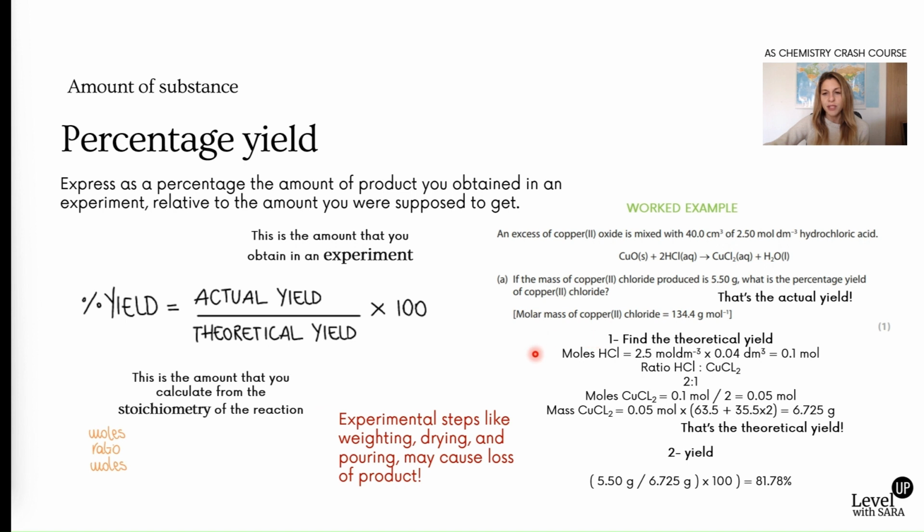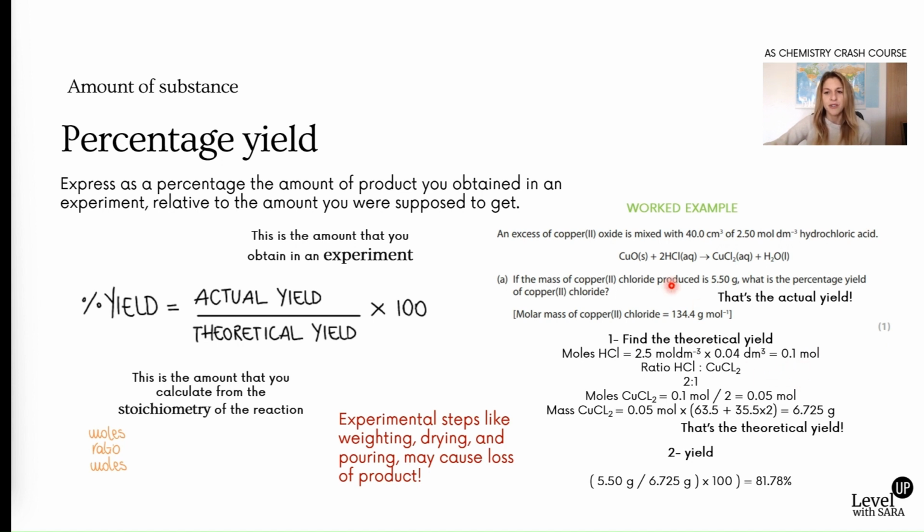In fact, the first thing we can do here is find the moles of what we're given. In this case, we use the concentration equation, volume times concentration. We can find the moles of the hydrochloric acid, because those are the values that we have. And of course, remember to change the volume into the correct unit. So in this case, we get 0.1 moles.